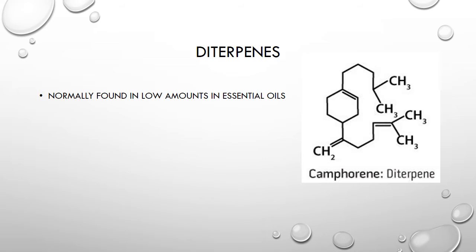The last terpene that is found in essential oils are diterpenes, and they're found in a low amount in essential oils. And the picture here is a picture of a diterpene that is found in an essential oil.